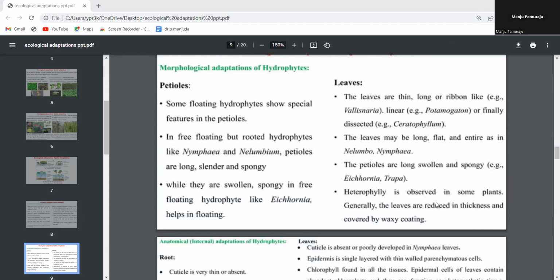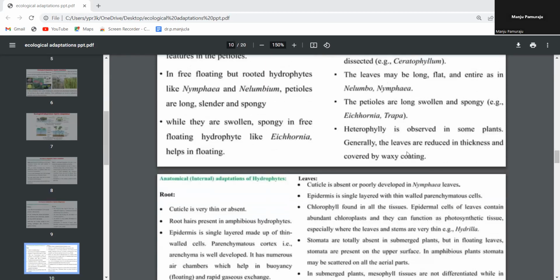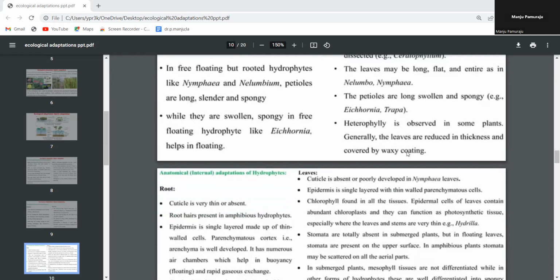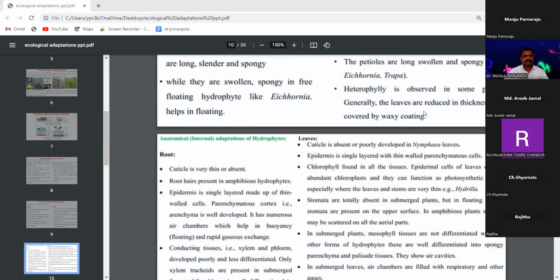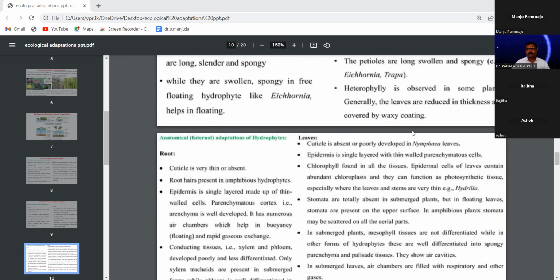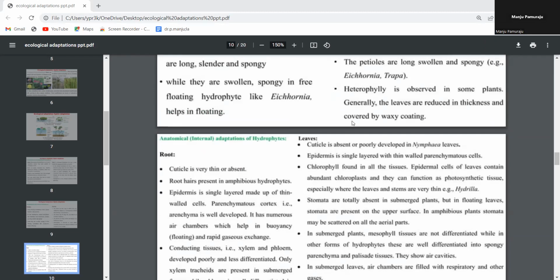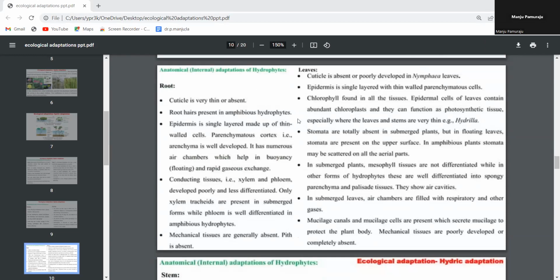Heterophylly is also observed in some plants. The leaves are reduced in thickness and covered by a waxy coating. Heterophylly means the presence of two types of leaves. The shape of the aerial leaves and the floating leaves may be different. That is called heterophylly, the presence of two types of leaves. The aerial leaves are small in size, whereas the floating leaves are larger in size. So variation in size or shape may be present in these hydrophytes. Heterophylly is observed in leaves. Heterophylly means occurrence of two types of leaves. Next one is root.